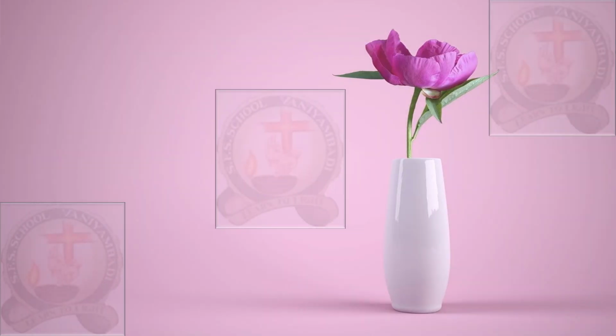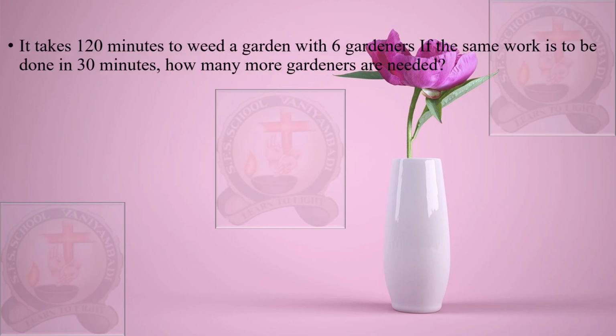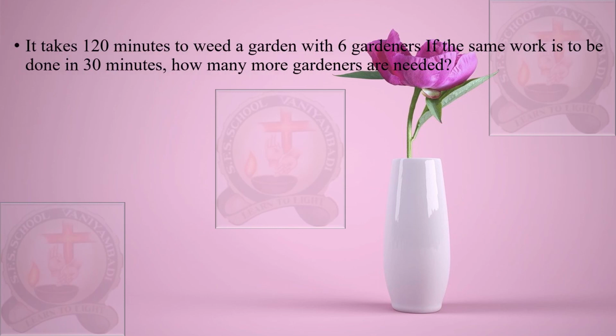Now the next question: it takes 120 minutes to weed a garden with 6 gardeners. If the same work is to be done in 30 minutes, how many more gardeners are needed? If extra men are there, the work will be finished sooner. Let us understand this question in this way, children.